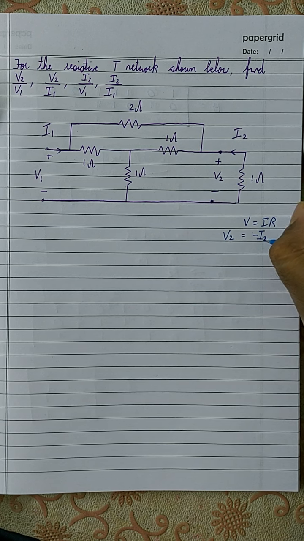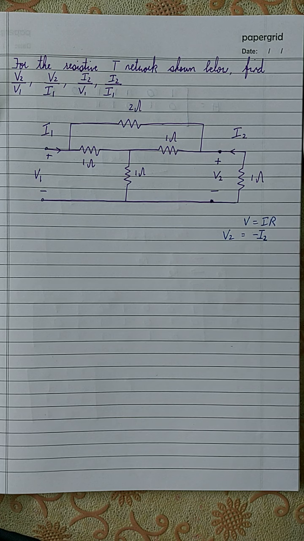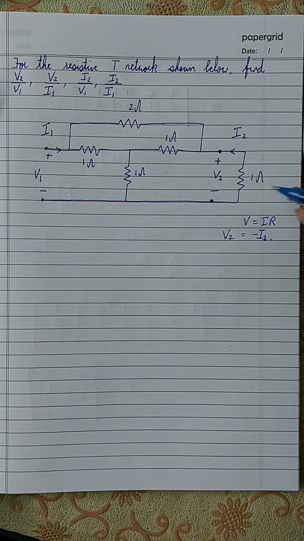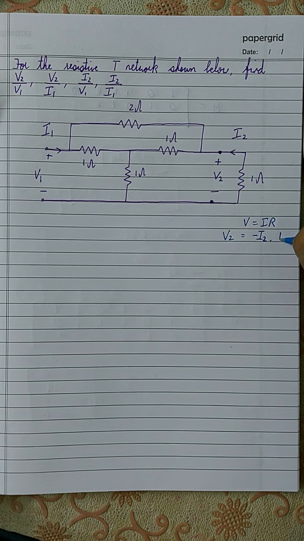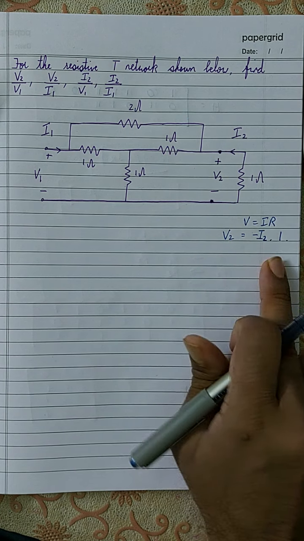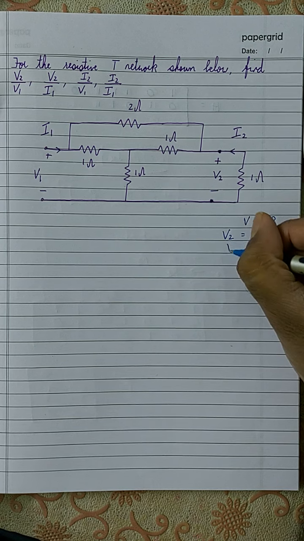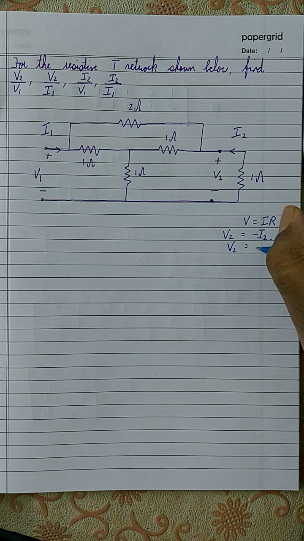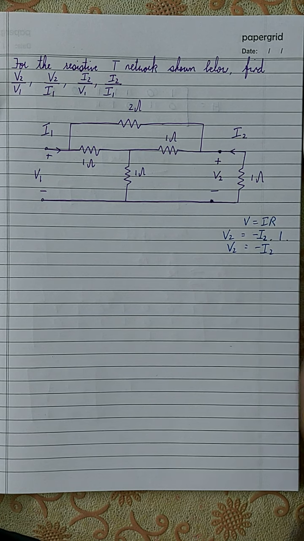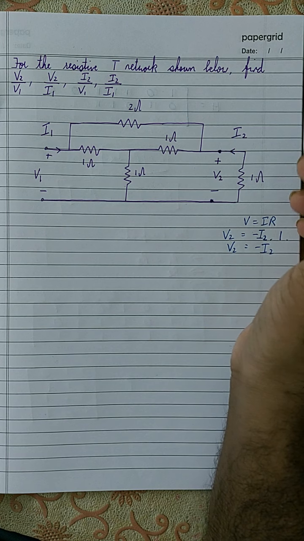So the current that is flowing through the 1 ohm resistor is minus I2, and the value of the resistor is 1 ohm. So you already got one equation: V2 is equal to minus I2, or in other words, V2 by I2 is equal to minus 1. Did they ask for V2 by I2?